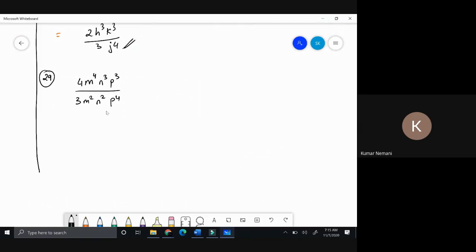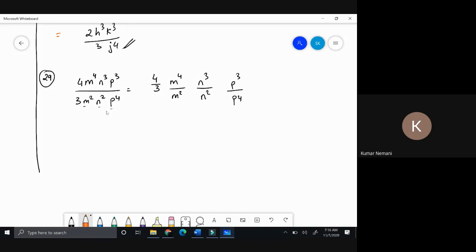These have three different bases. Try to split them and write them separately. That makes your work very simple. So I'm going to write 4 over 3, m power 4 divided by m square, n power 3 divided by n square, p power 3 divided by p power 4.